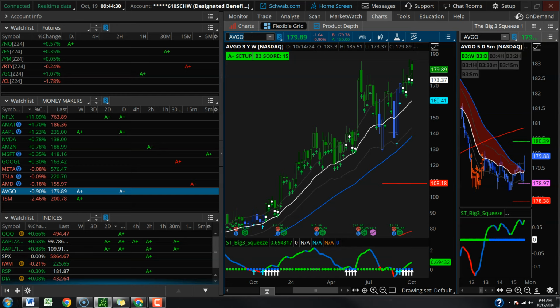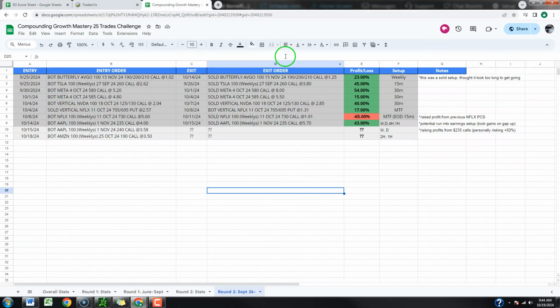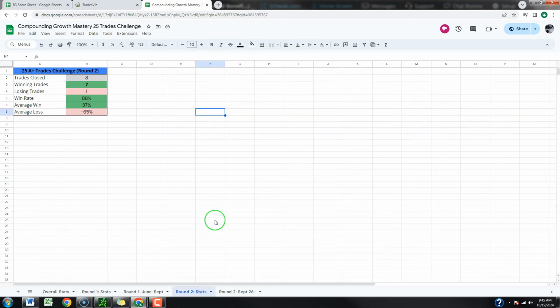We had a 200 call fly for November. And we took that off for a tiny little 23% profit. Good setup. I think a really good trade. Taking a little too long for my liking. Here's our trades for October so far. Little profit on Broadcom, profit on Tesla, profit on Meta, little more on Meta, profit on NVIDIA, profit on Netflix, gave back the profit on Netflix, profit on Apple, and now two open trades in Apple and Amazon. So the current 25 trade challenge in the room is off to a pretty good start.